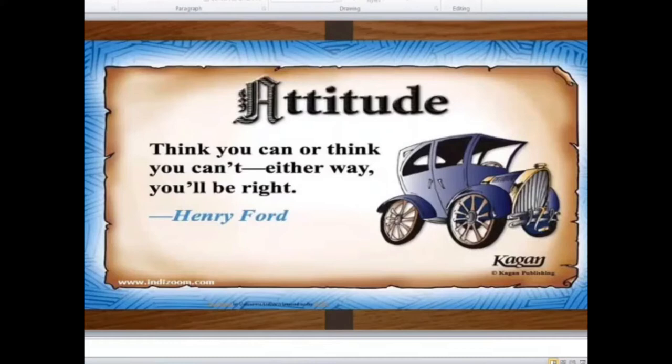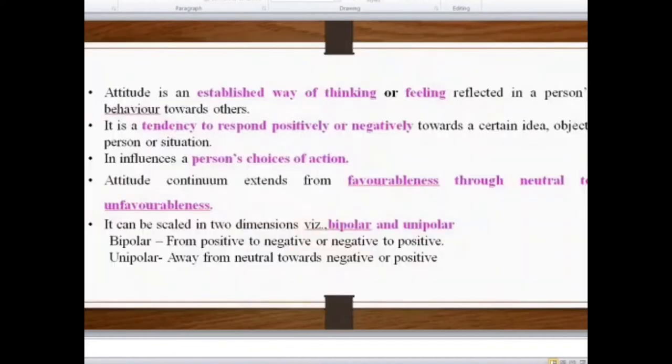Now we should know what is meant by attitude. Henry Ford has given a good definition. Think you can or think you can't. Either way you will be right. That is referred to as attitude. I think you have understood what is attitude. Now, attitude is an established way of thinking or feeling reflected in a person's behavior towards others.